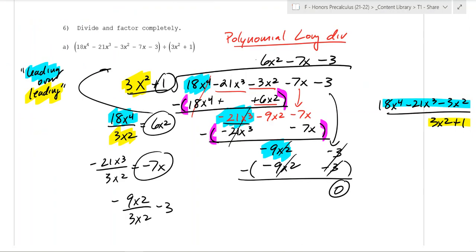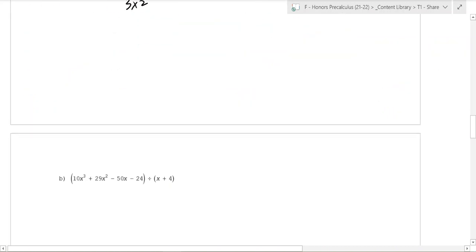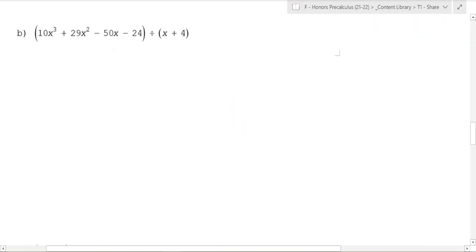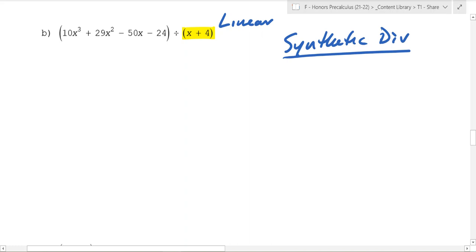Now, when you see something big like this, you might say, is there a faster way? Well, there is if the thing you're dividing by is a linear term. This is not linear, so you must use polynomial long division. But if the term that you're dividing by is linear, there's a quicker way. This is linear right here. So what you can use is something called synthetic division, which is actually exactly the same as polynomial long division, just faster. So the way you set this up first is you look at this and say, what makes that 0?